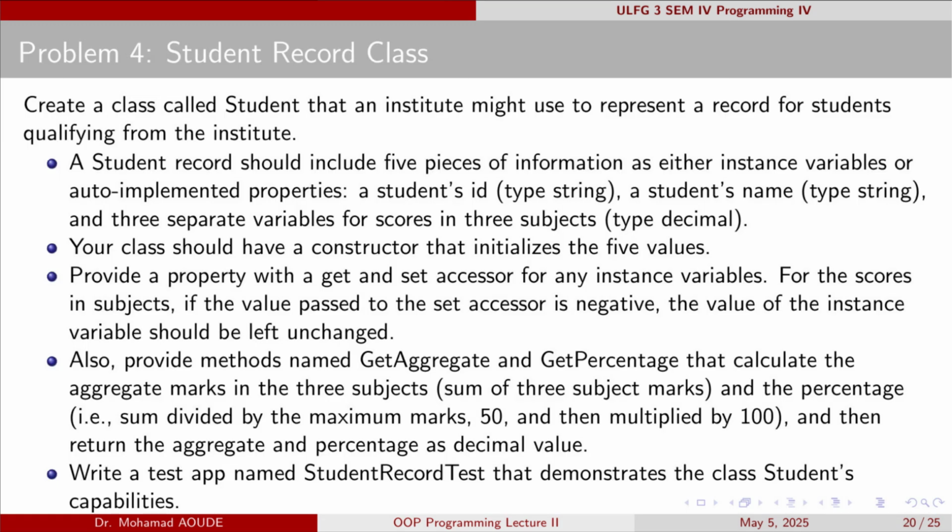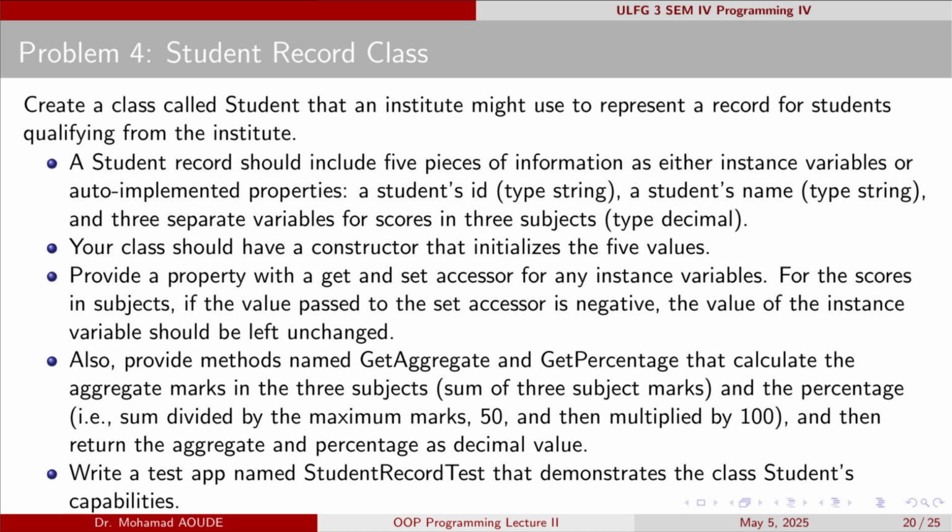Our final problem involves creating a student record class, or simply a student class, to represent student information for an institute. The objective is to design a class that holds student data and provides ways to calculate their academic performance, focusing on properties with validation. The requirements for the student class are: it needs to store the student's ID, string, name, string, and 3 separate scores for 3 subjects, decimal. These can be instance variables or auto-implemented properties. A constructor is required to initialize all 5 of these values upon object creation.